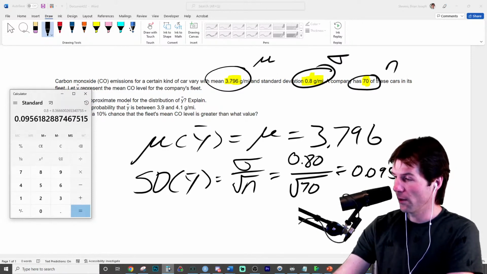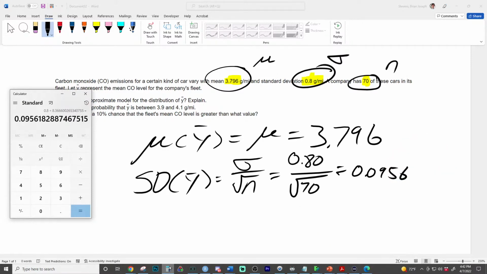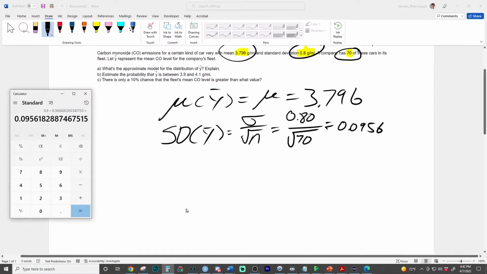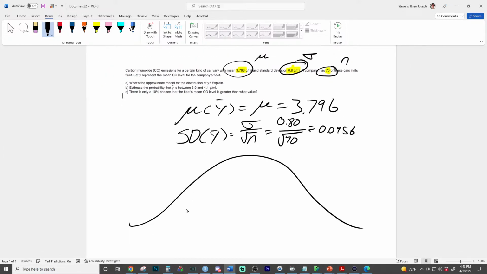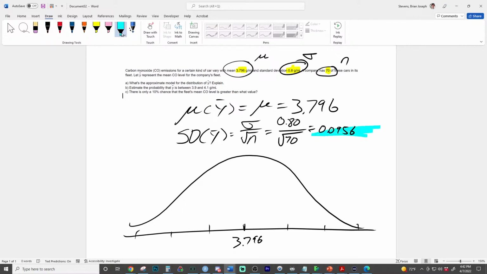Now, on the test, you would probably be drawing this out. That's a good way to find answers a lot of times. You'd draw your sampling distribution, put the mean at the center, 3.796, and start going up the units of the standard deviation and down the units of the standard deviation. And then I would mark my z-scores. So we luckily don't have to do this right now.